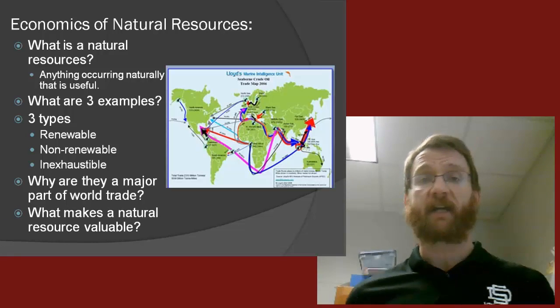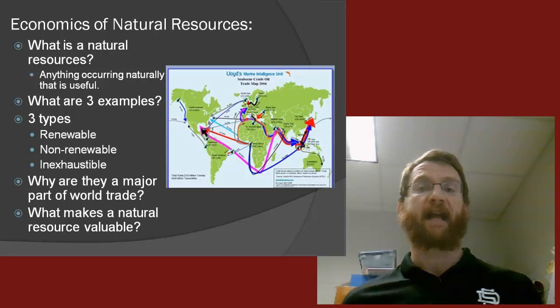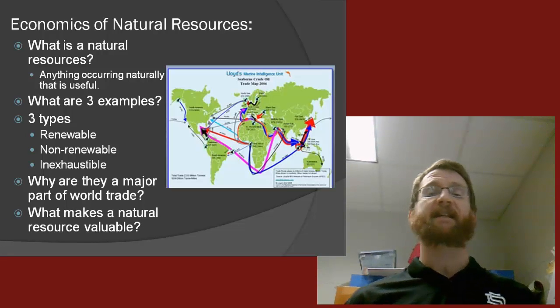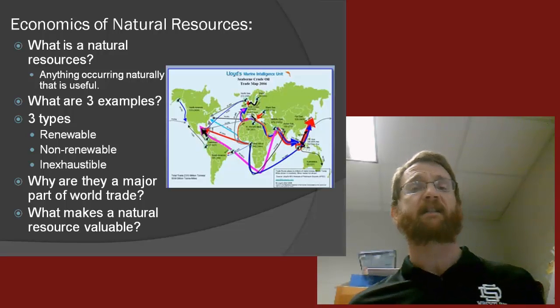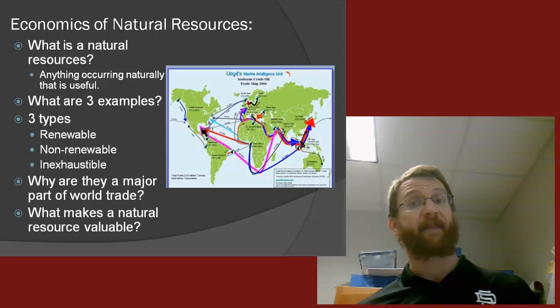So what makes them valuable? It's their scarcity or their rarity that makes natural resources valuable, and it's the fact that natural resources are unequally distributed all around the world that makes them valuable. Again, some places have things, some others don't, and that's what makes them valuable.